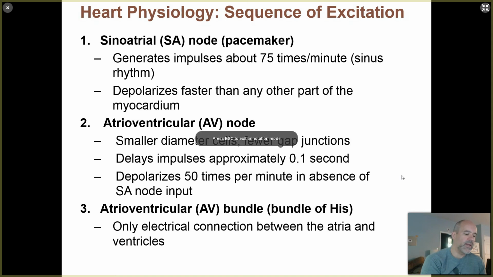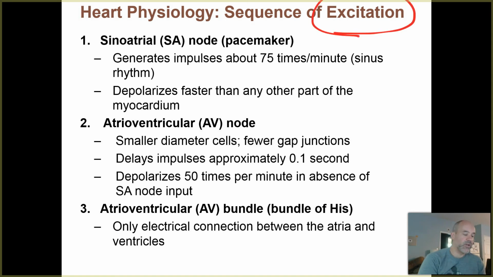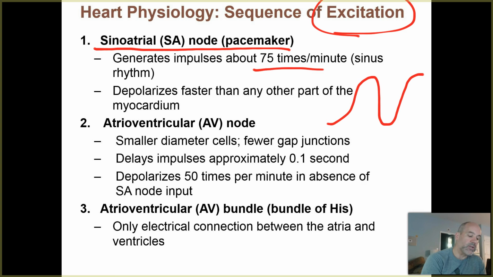All right, so a little bit more about the sequence of excitation, the generation of these electrical signals around the heart. The SA node in a normal healthy heart is where this all starts. So the SA node is often called the pacemaker of the heart. And those spontaneous depolarizations, like we were just taking a look at, will occur on average 75 times per minute. And then that would lead to the average normal heart rate that we have of 75 beats per minute. And this is sometimes referred to as the sinus rhythm of the heart. If you have a normal functioning heart, its beating is going to be controlled by this sinus rhythm.